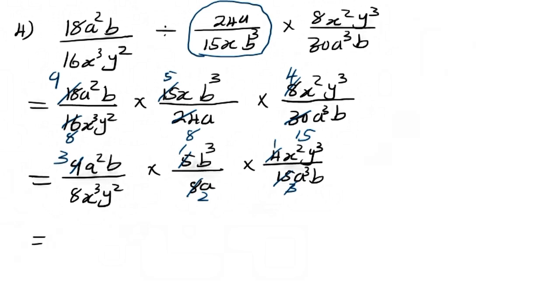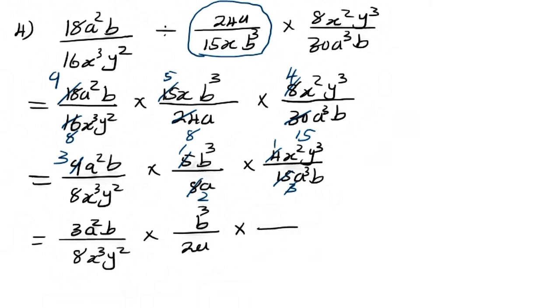Okay, so let's rewrite the old expression. We are going to have 3a squared b all over 8x cubed y squared, and this will be b cubed all over 2a times, what we are left with here is x squared y cubed all over a cubed b.